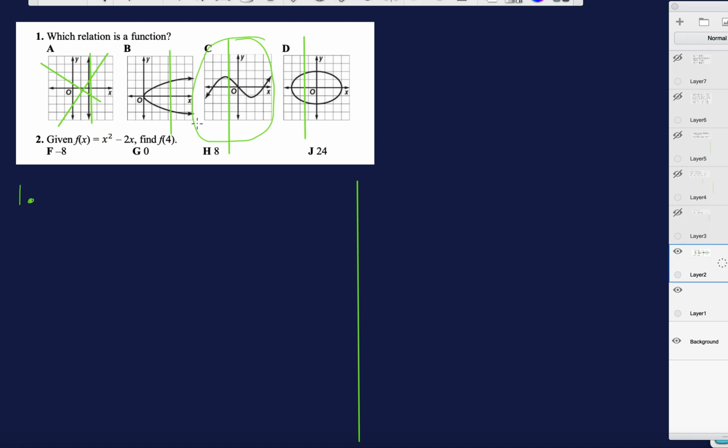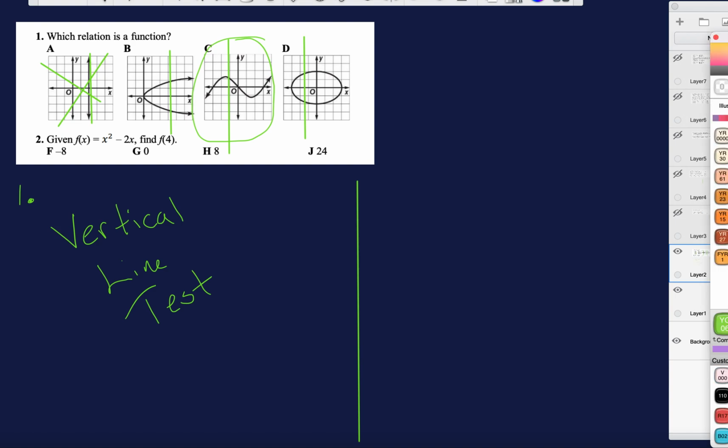That's for later. Okay? Given the function, so I'm going to write, vertical line test. That's how we solve that. Okay, use the vertical line test. All right, let's move on to number two.